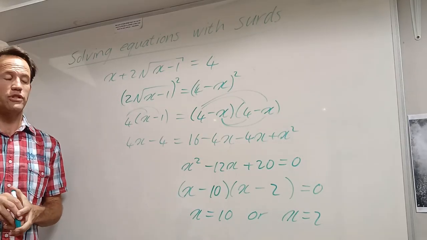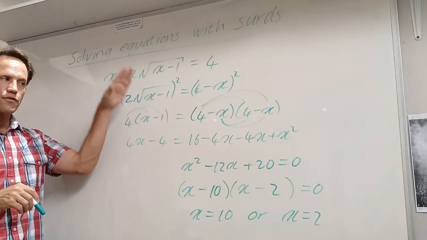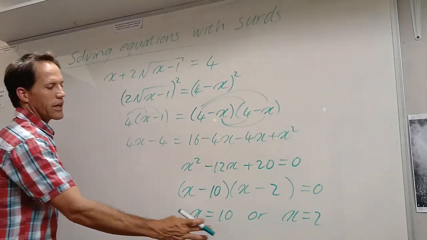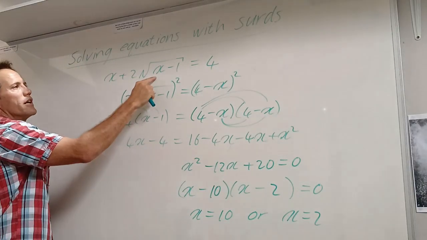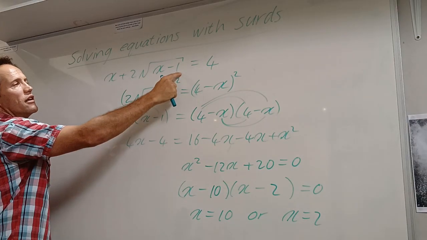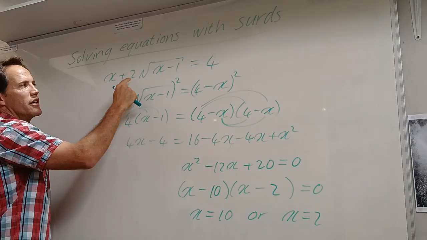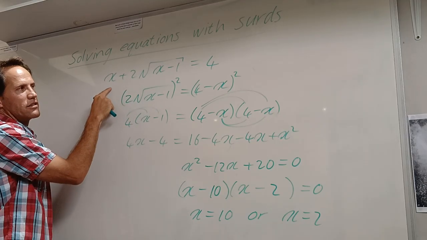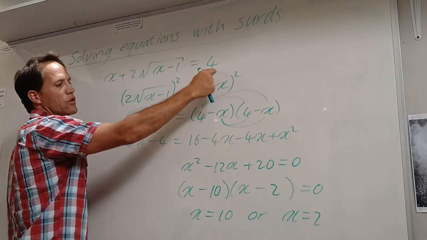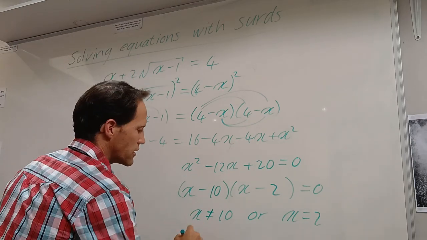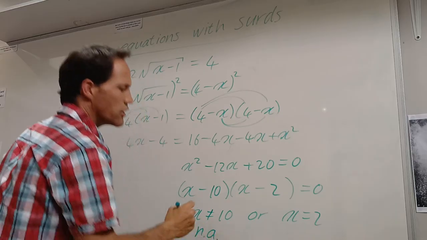Okay, and now we just check. We're going to check for a mark. If it counts 5 marks and you forget to check, you just obviously get 4. So now we check. Does 10 work? Put it in here. 10 minus 1 is 9. So square root of 9 is 3. 3 times 2 is 6. And then 6 plus 10 is 16, which is not equal to 4. So this one is not going to work.